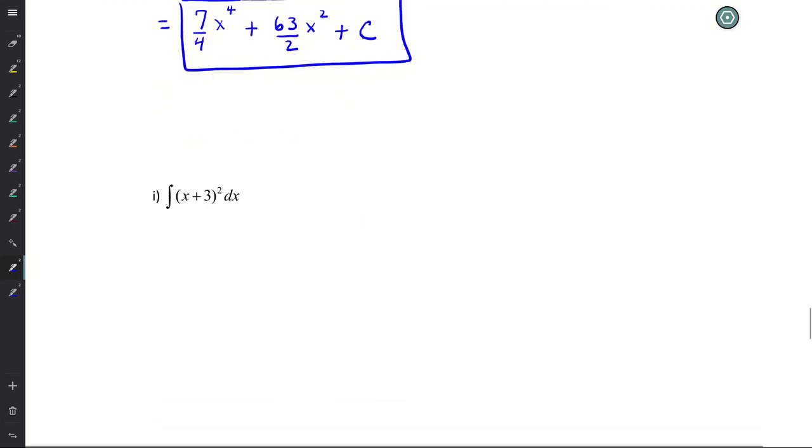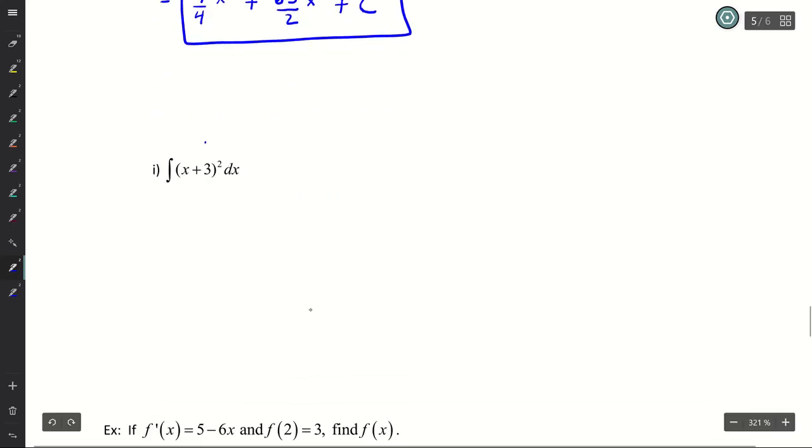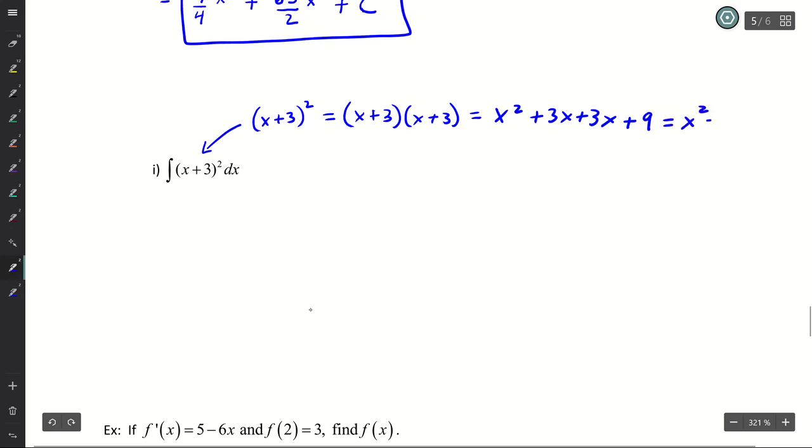All right, next one down. The important thing here to remember is that x plus 3 all squared means write x plus 3 twice. And then if we write x plus 3 twice, we understand we need to FOIL that. So it will become an x squared plus a 3x plus another 3x and then plus 9. So that would become x squared plus 6x plus 9.